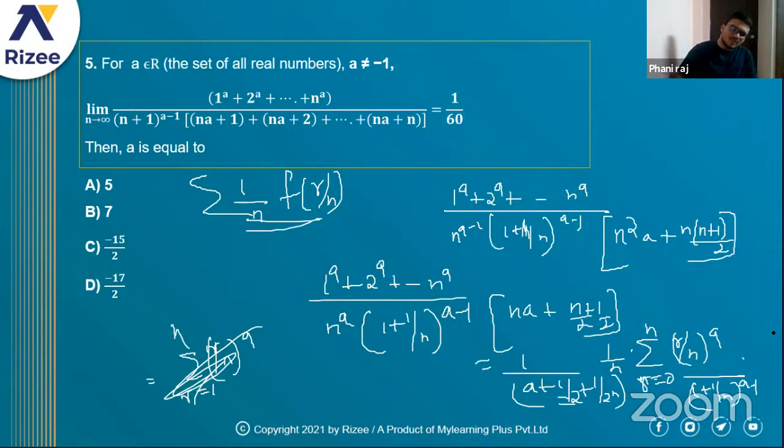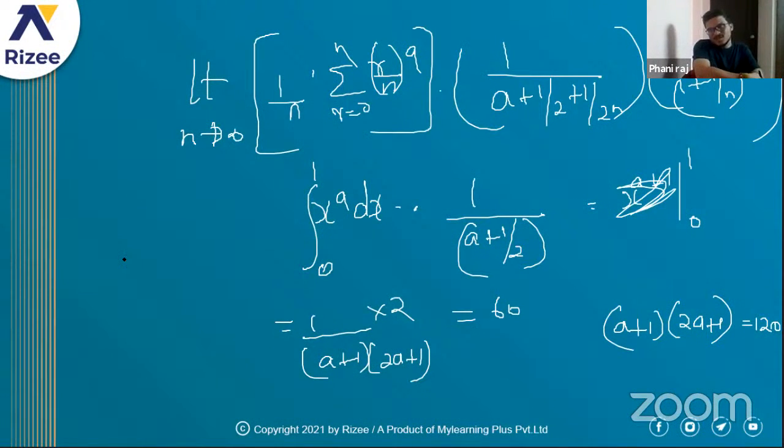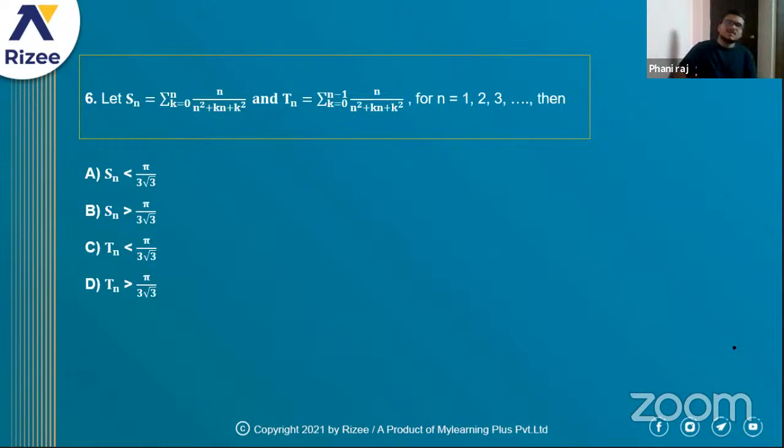Just search for options. You get 7 and -17/2 as the answer. It's a quadratic equation, so obviously it will have two roots. Because you see, 7 plus 1 is 8, 8 into 15 is 120. Minus 17/2 is -15/2 into -17/2 plus 1 is -15/2. So this is also there. Minus 15, that is also the same. So -17/2 works.